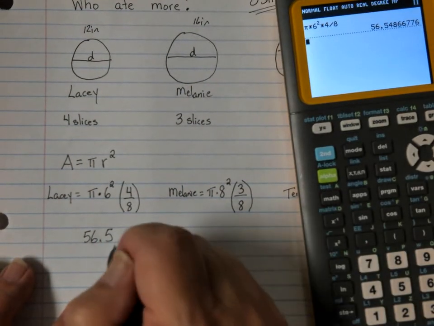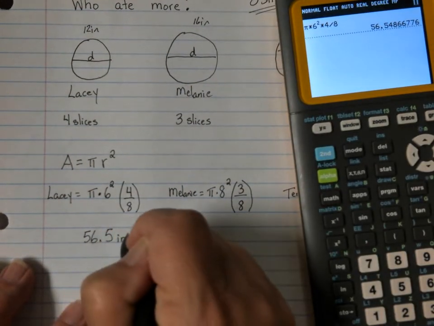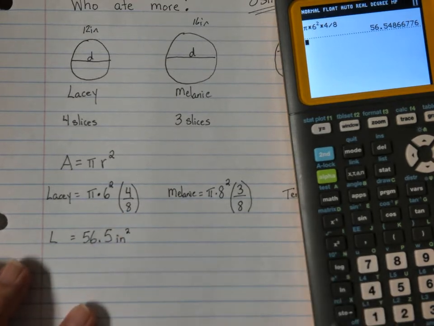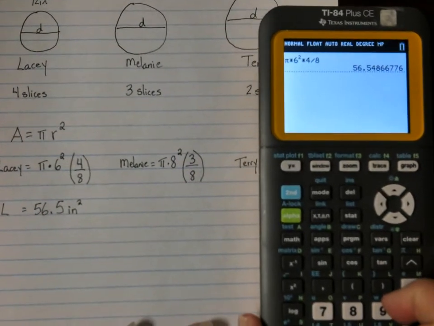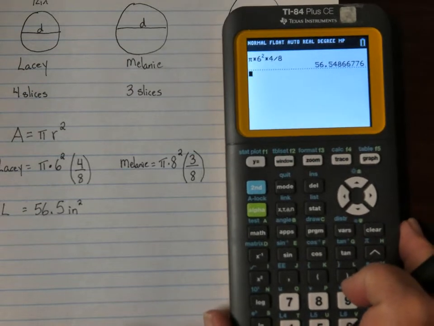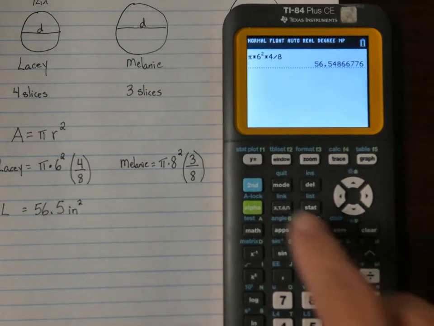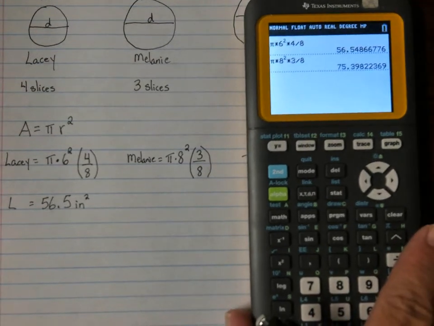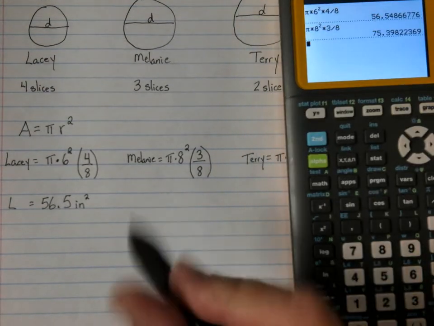And these are inches, right? So this would be 56.5 square inches of pizza for Lacey. Alright, let's do Melanie. Pi times 8 squared times 3 divided by 8. Oh, Melanie ate more than Lacey. 75.4 when I round.